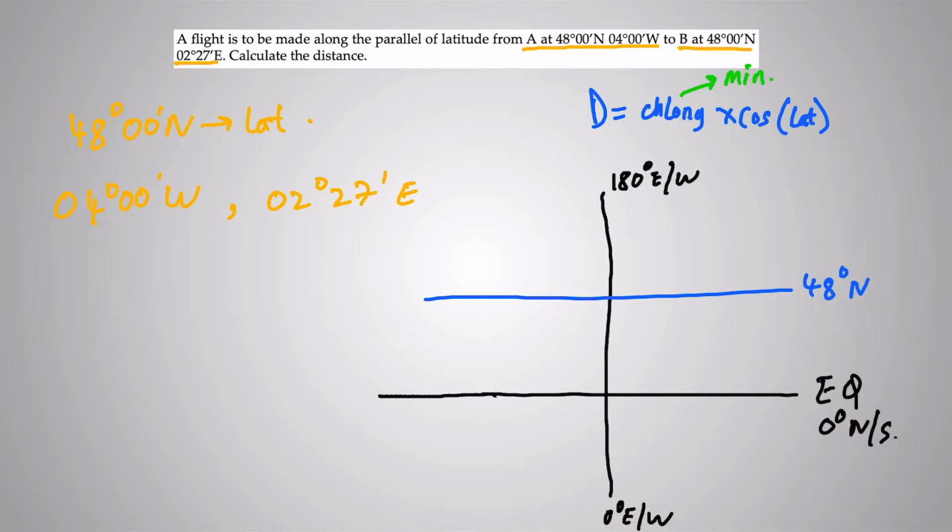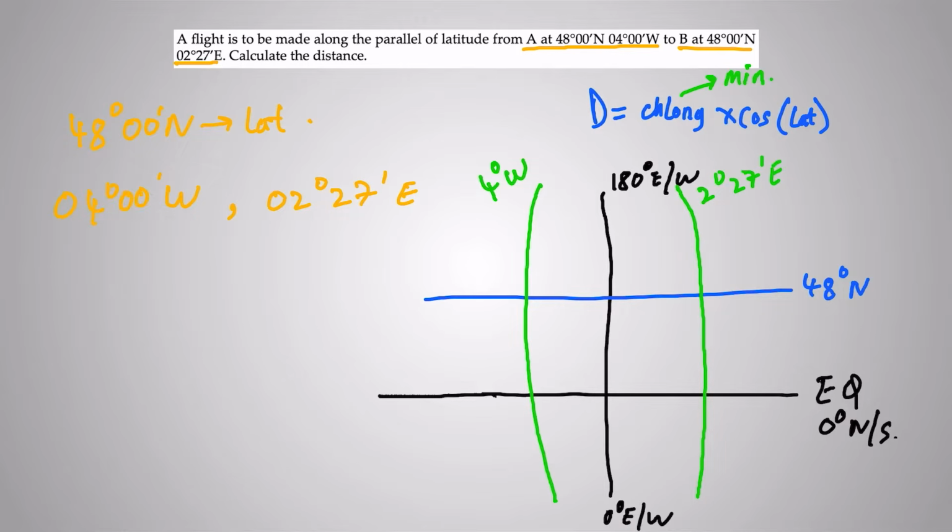Now the two longitudes which I'm given are 4 degree west, which will be here, and 2 degree 27 east. So what I am supposed to find is this distance, which will be the departure. So this is along 48 degree north latitude between 4 degree west and 2 degrees 27 minutes east. So how do I find this?